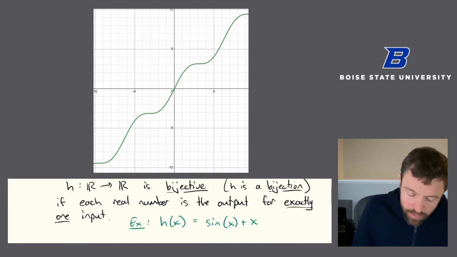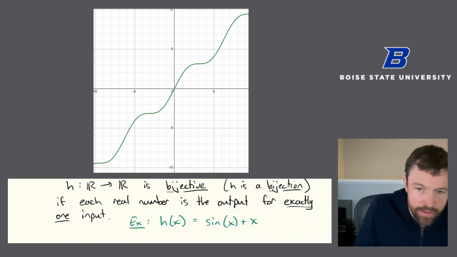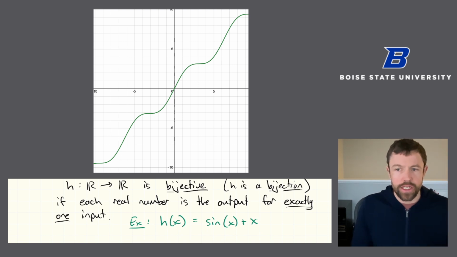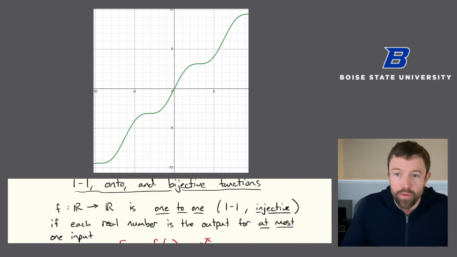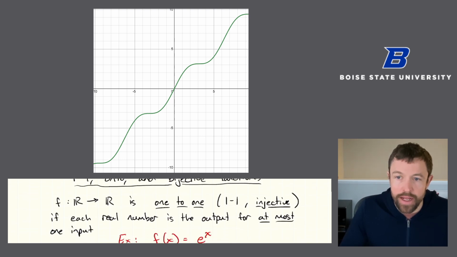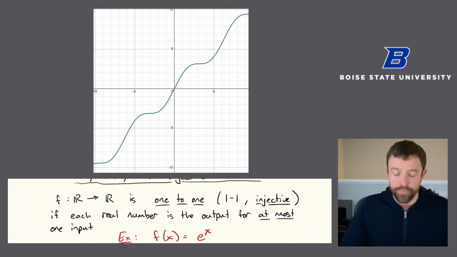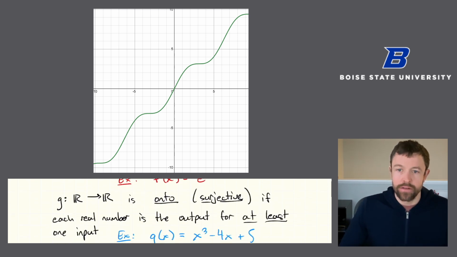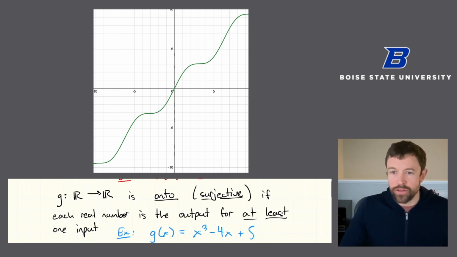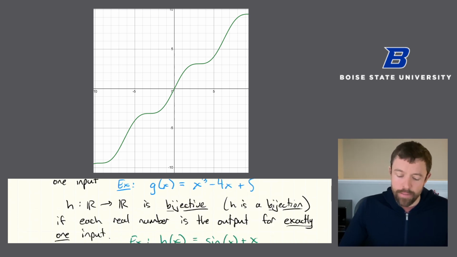One final thing to point out is that being a bijection, having each real number be the output for exactly one input, that's the same as having both of these other two properties. That is, if a function is injective, 1 to 1, and it's onto or surjective, that means at least one and at most one input gives you each output. That means it's a bijection.